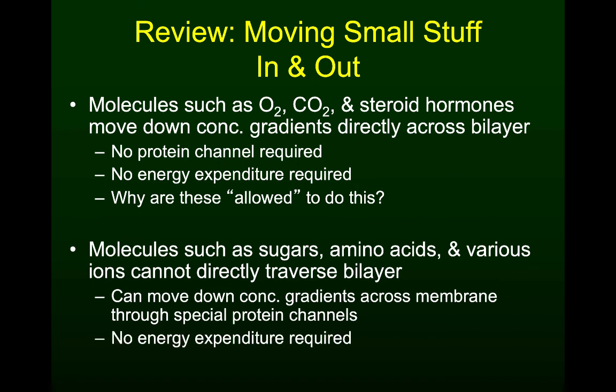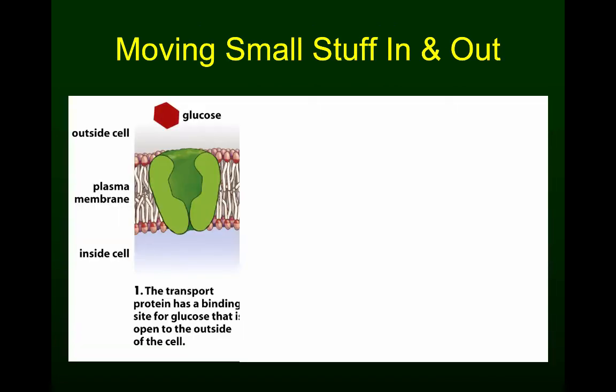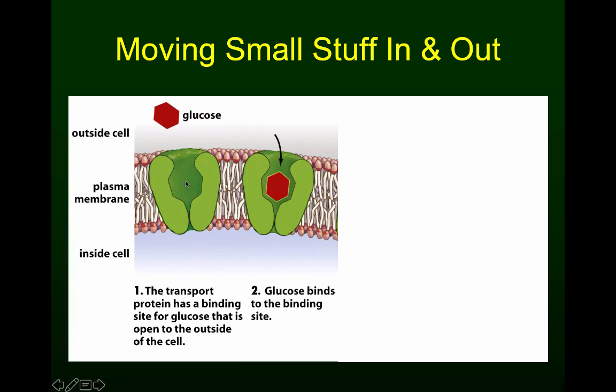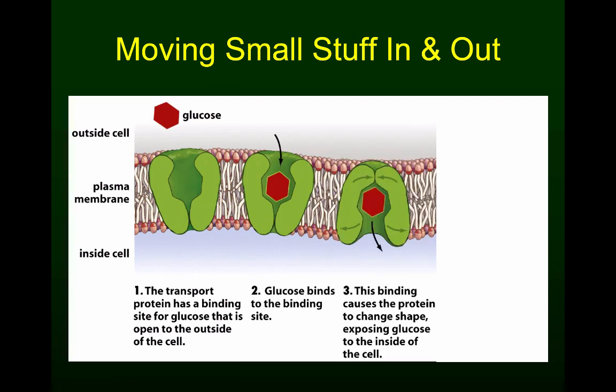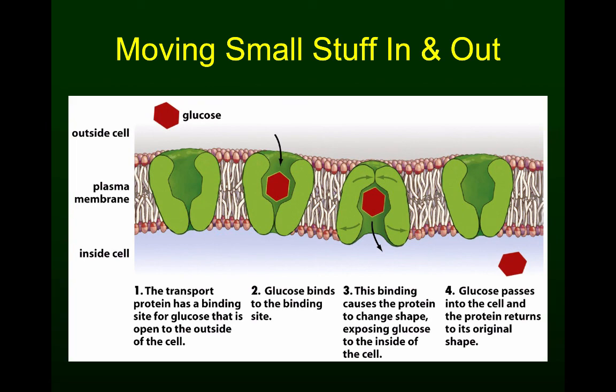These are passive processes. So just a quick review here. Facilitated diffusion, we've got glucose here, which is very much hydrophilic, bonding to a carrier protein. Carrier protein is changing shape, dropping off glucose inside the cell, and then returning back to its original shape to pick up the next glucose in line. So that's a facilitated diffusion example.